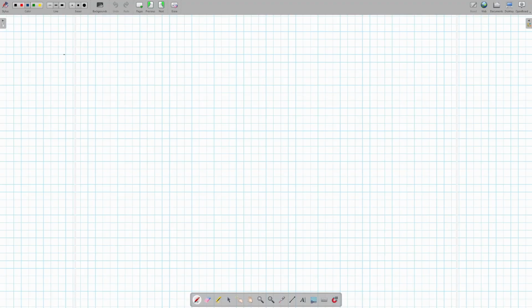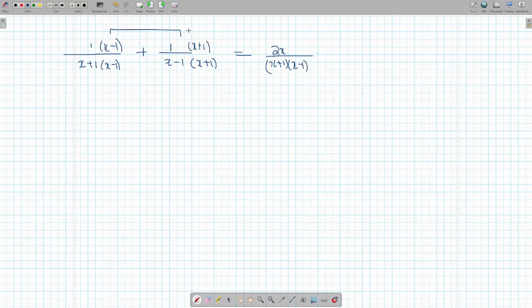The first thing I'm going to ask you to do is, let's say I want to add this fraction, 1 over x plus 1 plus 1 over x minus 1. How would you add these two fractions? You would multiply by the common denominator, right? Up and down. So x minus 1, and you're going to get x minus 1 plus x plus 1, which is 2x over x plus 1, x minus 1. So as you can see, two fractions became one.